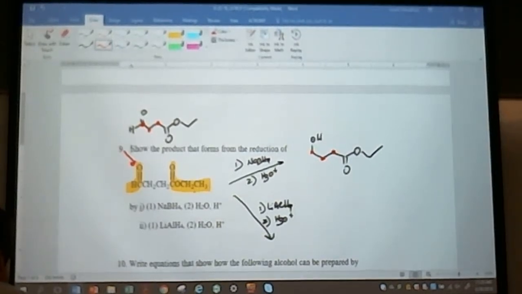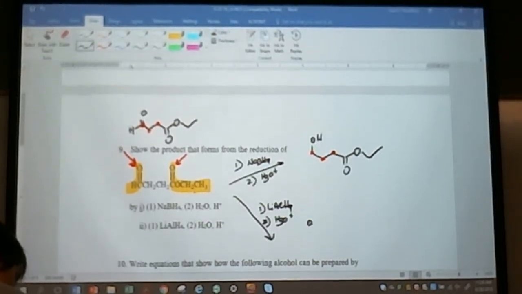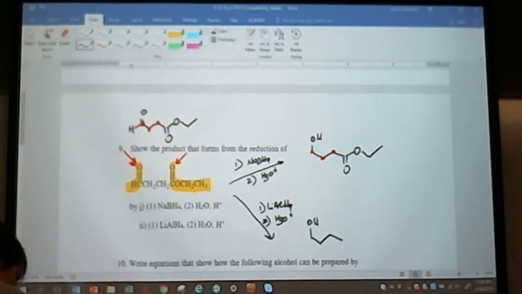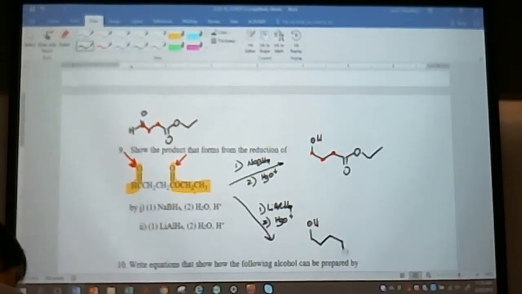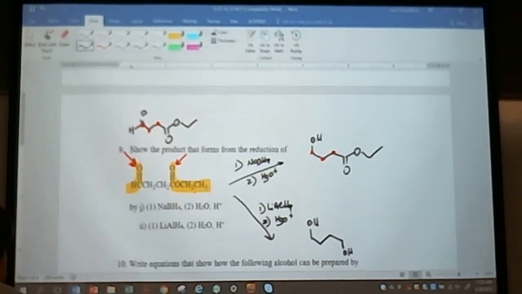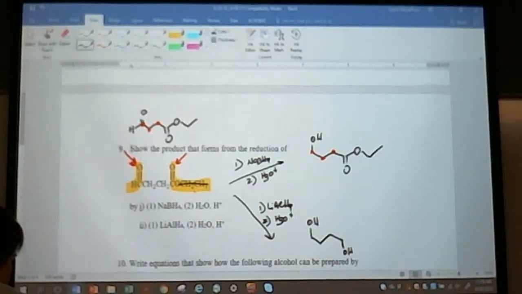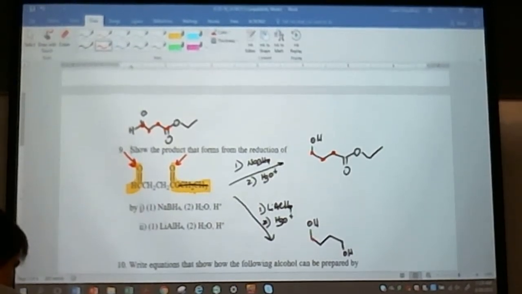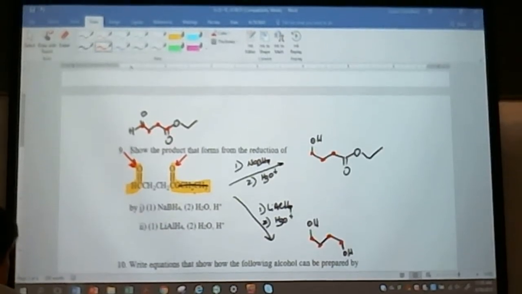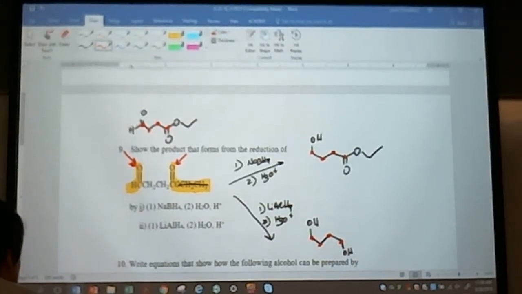Now, lithium aluminum hydride will touch both the aldehyde and the ester. So at the end of the day, this carbon here will also now have an OH, because this is my leaving group that's going to leave. And right now I have these 4 carbons and these 4 carbons, right? And the rest leaves because that's a leaving group.